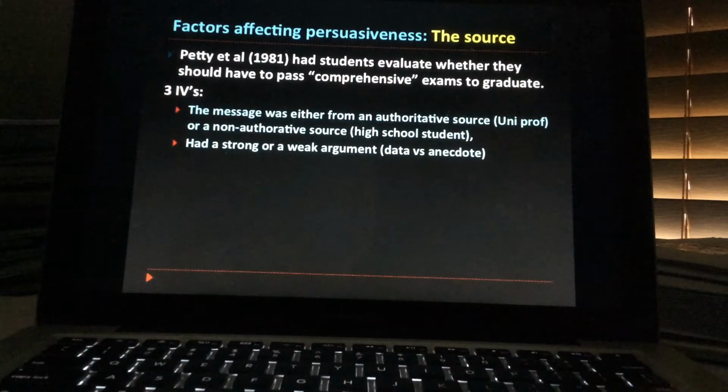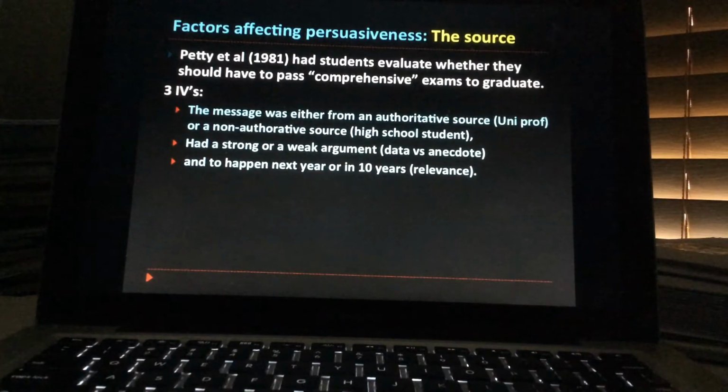So in the strong argument condition, they were presented with data: it was trialled in a different university and it worked out really well. And in the weak argument condition, it was anecdotal, so hearsay. And then the third independent variable was the relevance. So it was either going to happen in the next year, which was the year where they were graduating, or in 10 years' time, so it wasn't going to impact them at all.